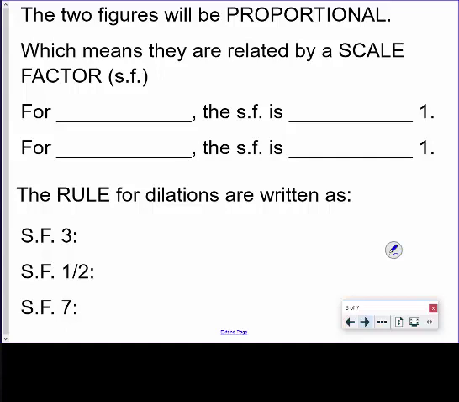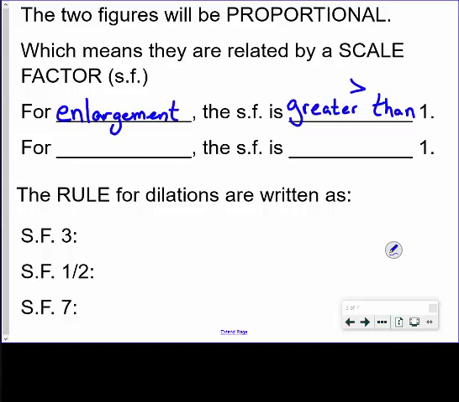So to do dilations, we're going to multiply. And we multiply by what's called a scale factor. If the scale factor is greater than 1, what do you think it is? If we multiply by something bigger than 1, what happens to the number? Let's try it out. You get a calculator. It gets bigger. So what do you think it is? Enlargement. You multiply by a number greater than 1, it enlarges it. It gets bigger.